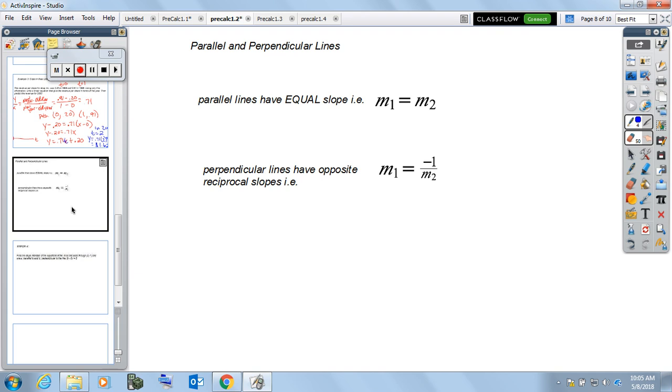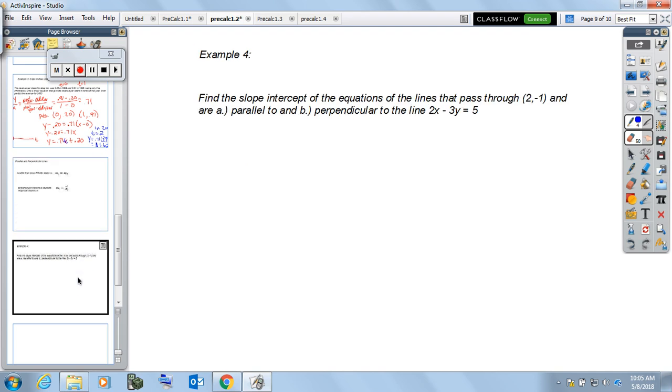All right? Well, using the information from the example and using the information here about parallel and perpendicular lines, if you'll do me a favor and please solve this one on your own, and we will go ahead and move right on to the next one.